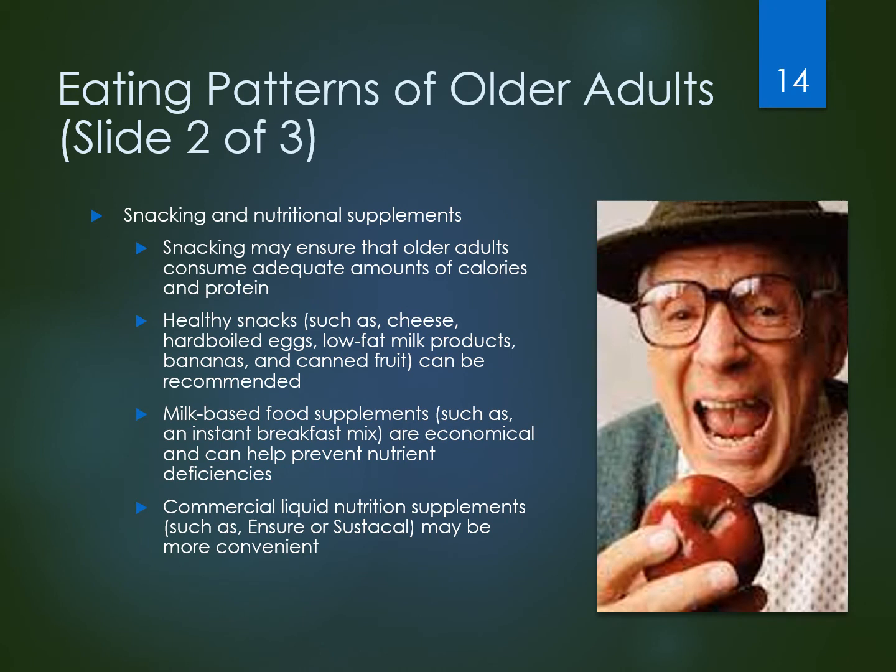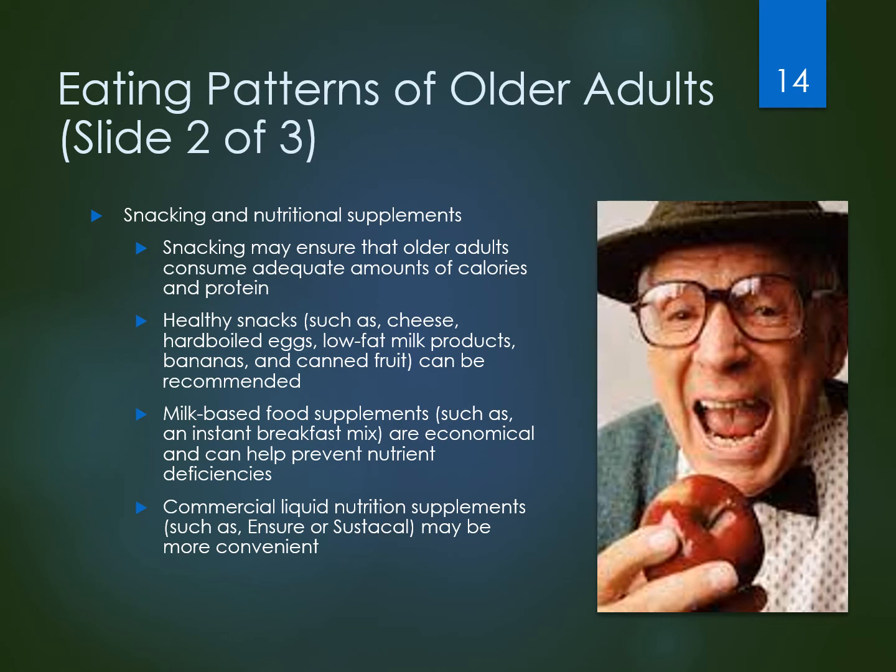As far as eating patterns still going for older adults, the snacking and nutritional supplements. Snacking is a good thing. So, you don't want to snack when you are just a regular adult, but as an older adult, you may need to. In order to consume adequate amounts of calories and protein, you want to choose healthy snacks like cheese, hard-boiled eggs, low-fat milk products, bananas, and canned fruit can be recommended.